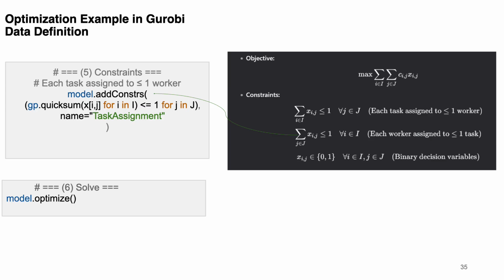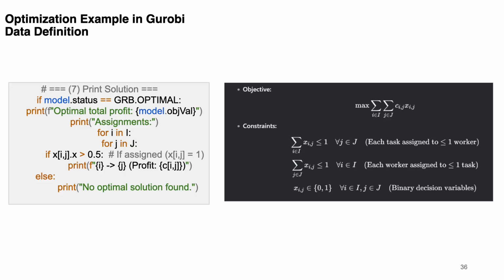model.optimize. When you run this line, Gurobi's engine takes over. It analyzes the profit matrix, respects the one worker per task rule, and calculates the optimal assignment in a fraction of a second. We have now moved from a business problem to data, from data to math, and finally from math to an optimal solution.